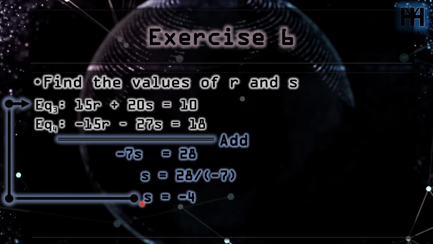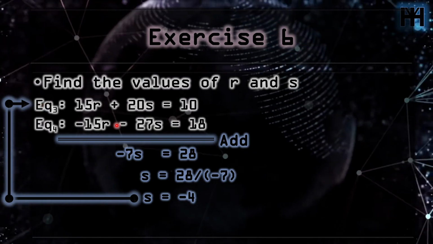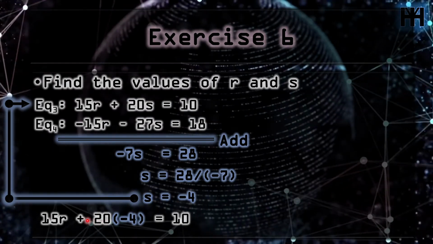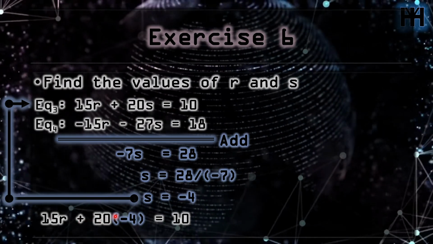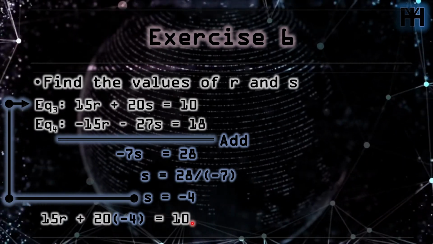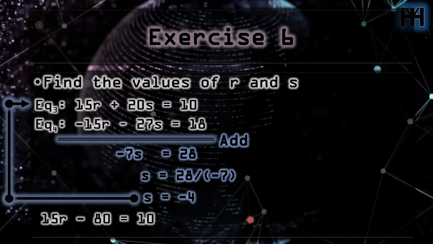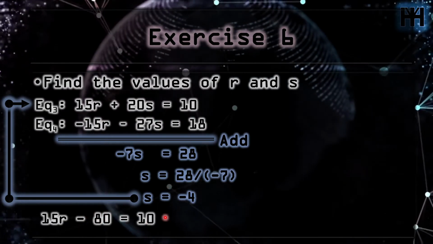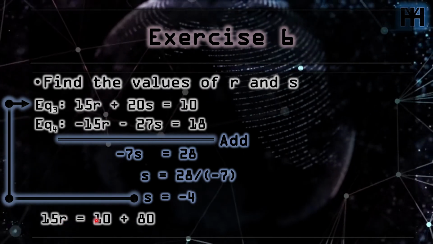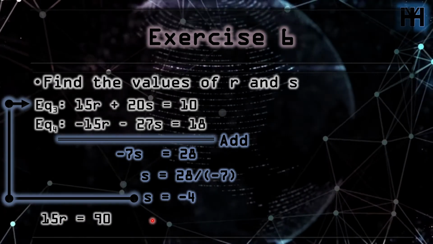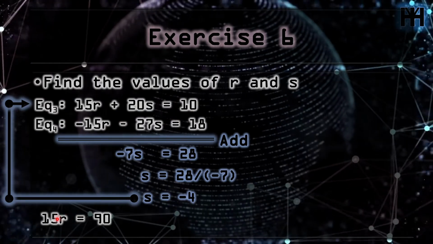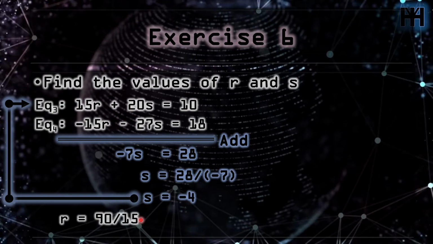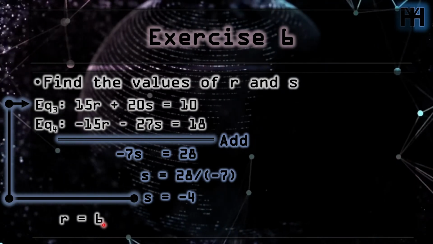Okay, so we can substitute it in equation 3. So we have here 15r equal 20 plus 20 multiplied by negative 4 equal 10. After multiplying 20 and negative 4, it will be negative 80. So we can send the 80 to the other side. So we have 15r equal 10 plus 80, so 15r equal 90. We send the 15 to the other side by dividing, so r equals 90 divided by 15. So r will be equal to 6.